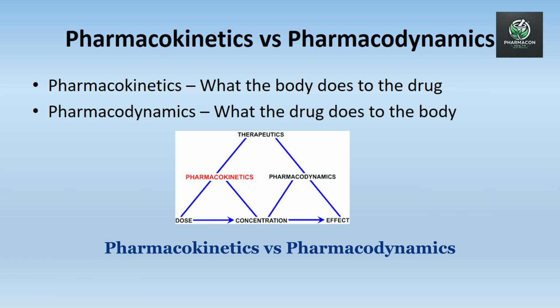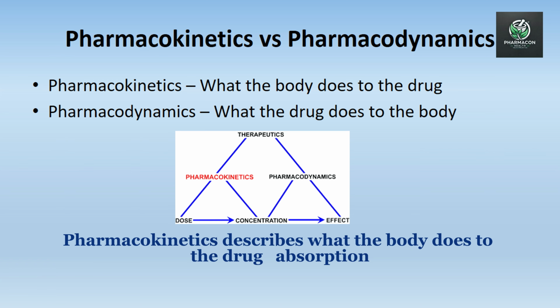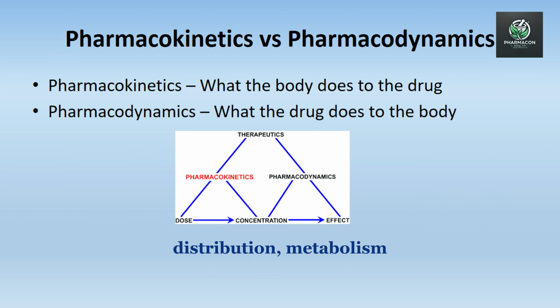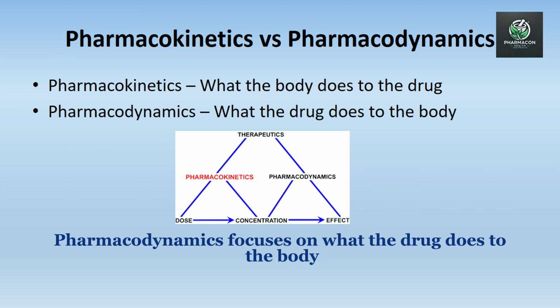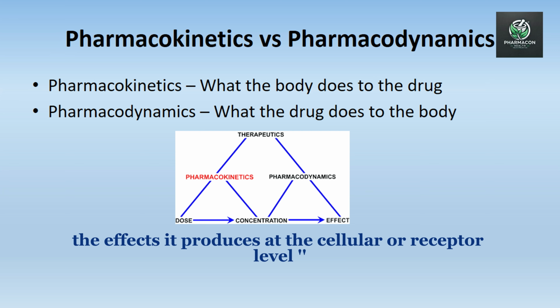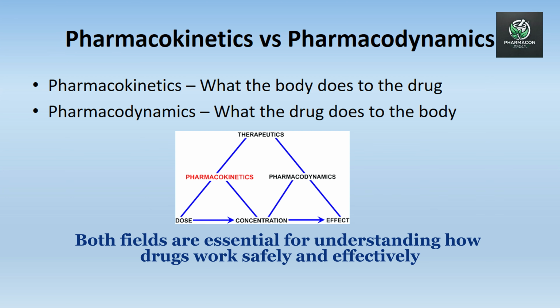Pharmacokinetics versus pharmacodynamics. Pharmacokinetics describes what the body does to the drug: absorption, distribution, metabolism, and elimination. Pharmacodynamics focuses on what the drug does to the body, the effects it produces at the cellular or receptor level. Both fields are essential for understanding how drugs work safely and effectively.